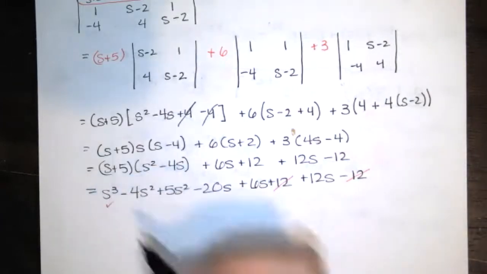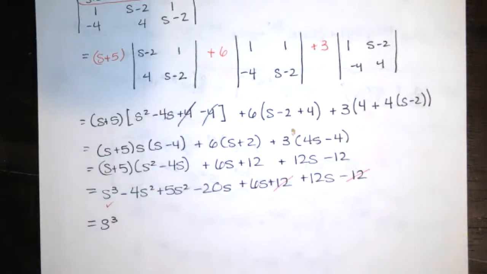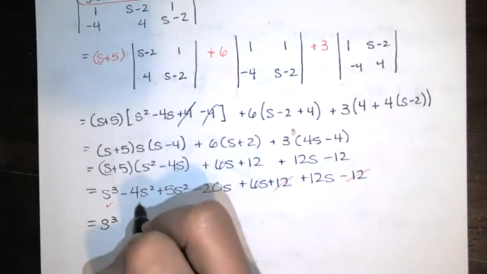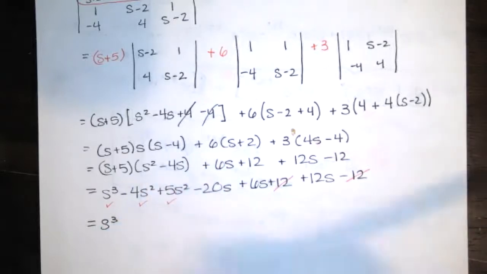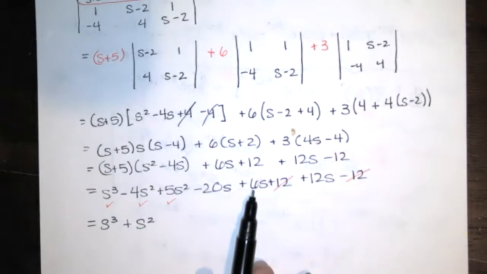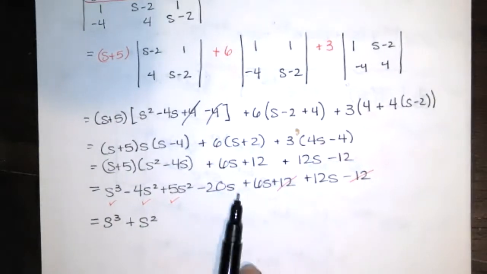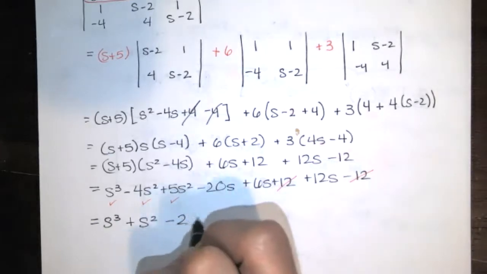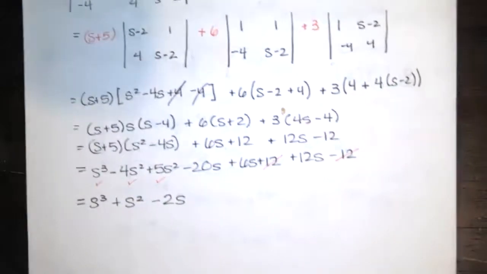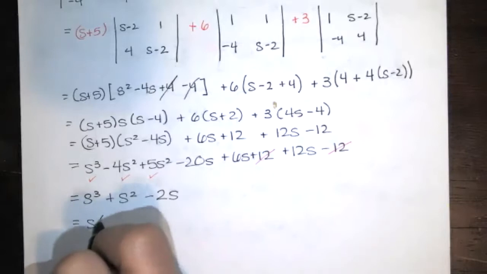My s cubed term, there's only one of them, so I could write that down. I've got a -4s squared plus 5s squared, so that's going to be a positive 1s squared. And the 6s and 12s is 18s. -20s plus 18s is -2s. So that is our denominator, and we might want to factor out an s.